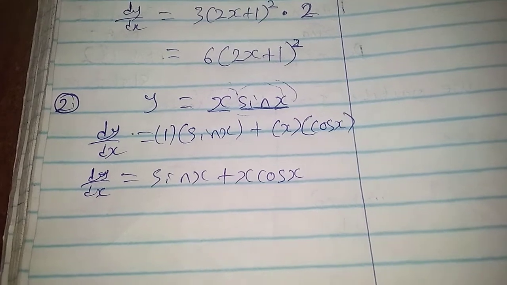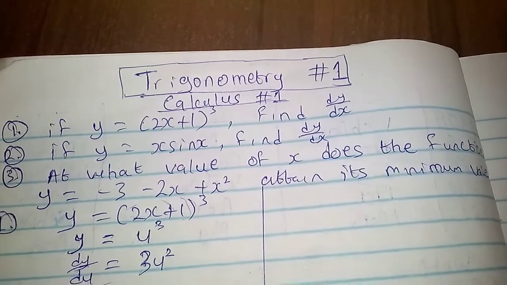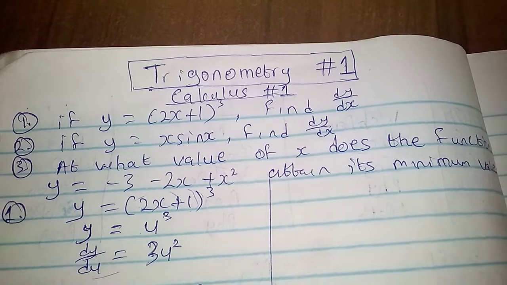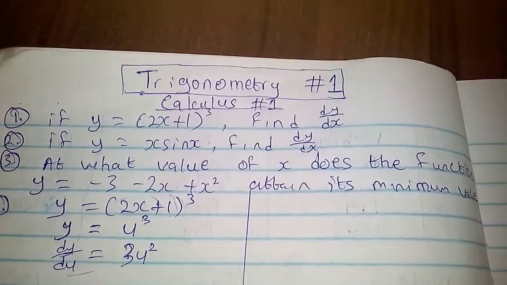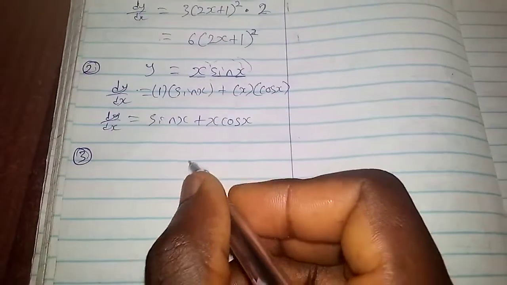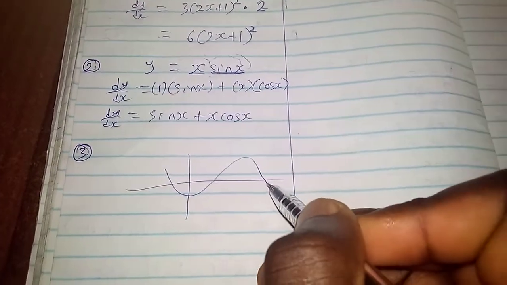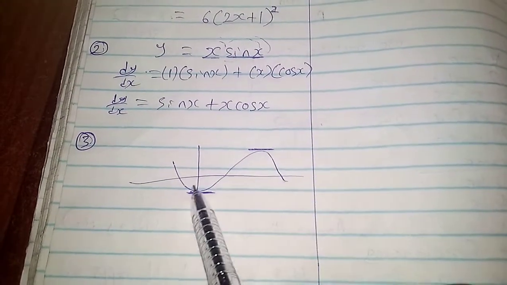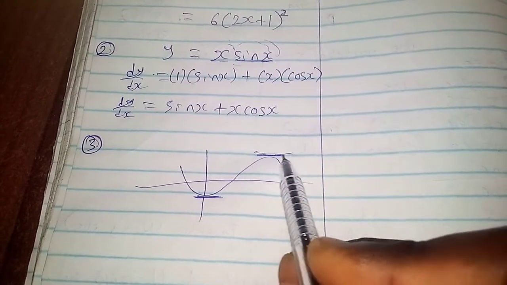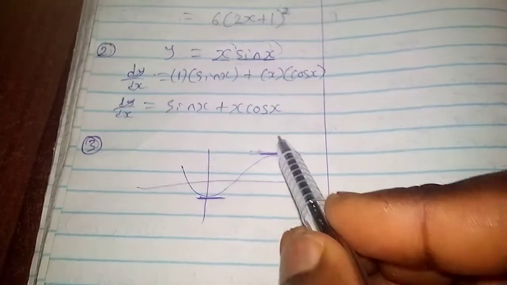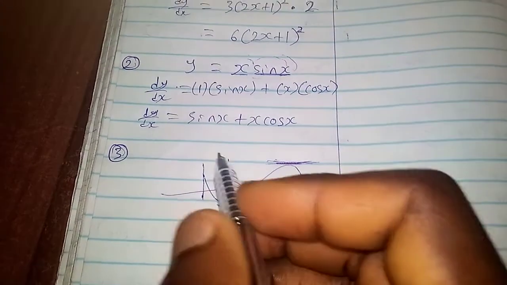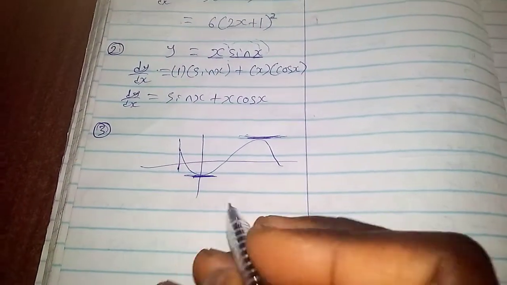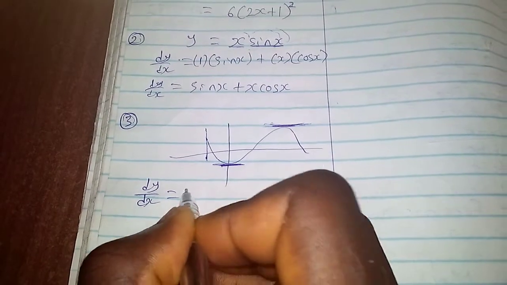So let's jump to the third question right now. In this question, at what value of x does the function y is equal to -3 - 2x + x squared attain its minimum value? When we're talking about maximum and minimum value, on the graph you see something like this. This is its minimum value and this is its maximum value. At these two points the gradient will be 0, because it's a horizontal line, so the gradient on the slope will be 0. So at its minimum point, the gradient will be 0, or dy/dx will be 0, because this is also the gradient.